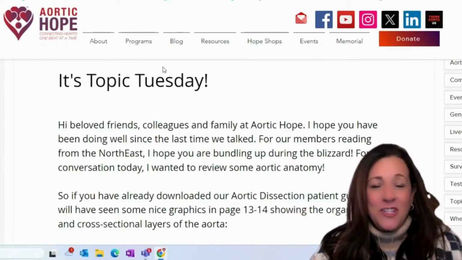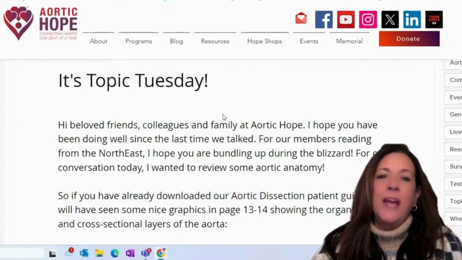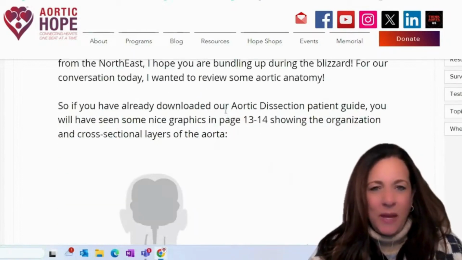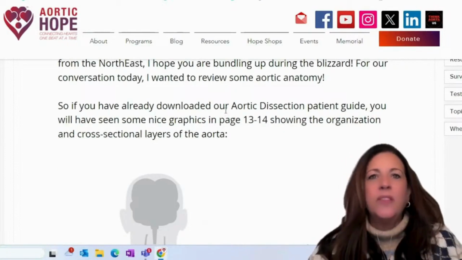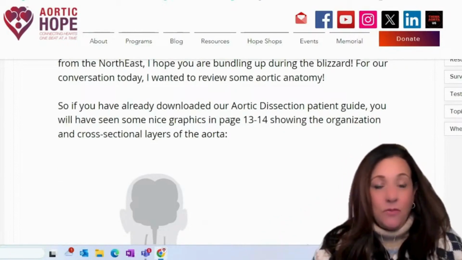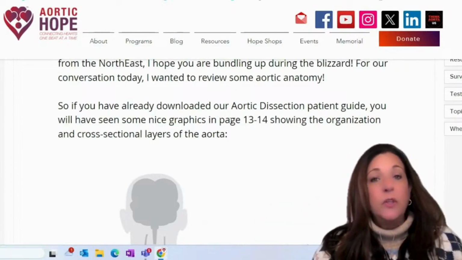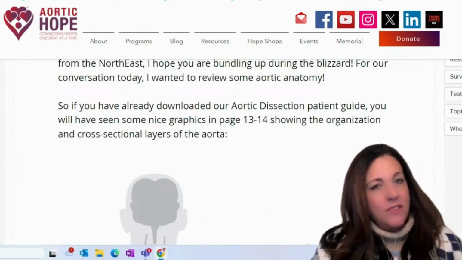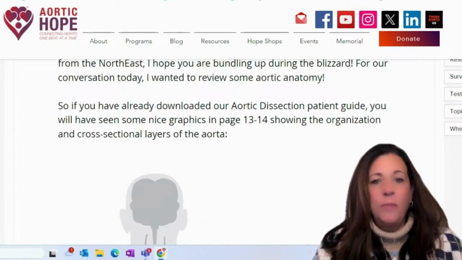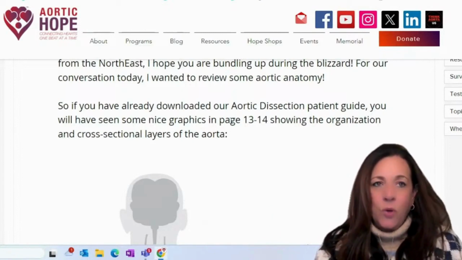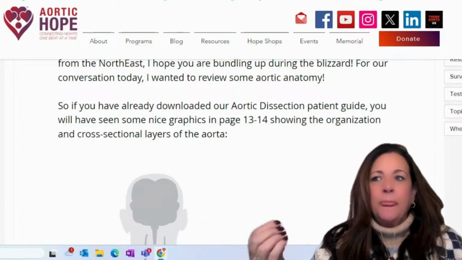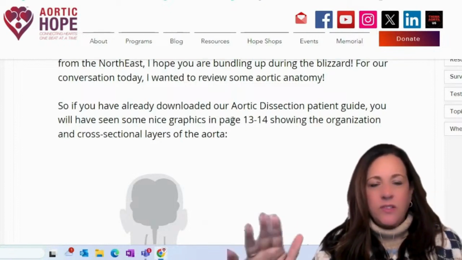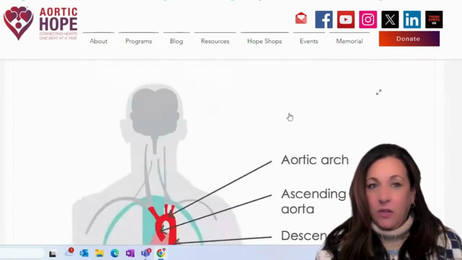For our conversation today, Adam wants to review aortic anatomy. This is when having the aortic dissection patient guide would be handy. You could read along with us. Some of you have already downloaded this guide, and others of you have received a hard copy, hopefully from your physician. If not, you have had one sent to your home. But if you go to pages 13 and 14, this is a really great graphic of a cross section of the aorta. So let's take a look at a couple things that you're going to see on these pages.